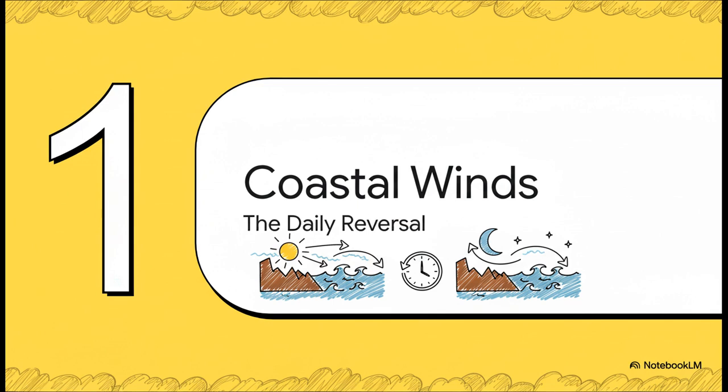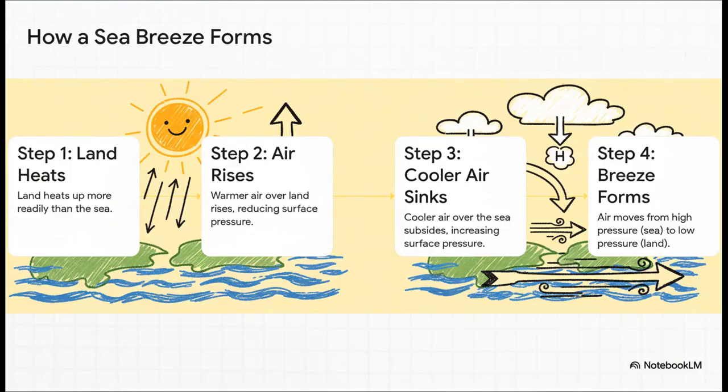This daily temperature difference between land and sea creates a predictable cycle. It's almost like the coastline is breathing in and out over 24 hours. Okay, so here's how that breathing actually works during the day. First, the land heats up way faster than the sea. That warm land heats the air right above it, which rises and creates an area of lower pressure. Since nature doesn't like a vacuum, the cooler, higher pressure air over the sea gets pulled inland to fill that space. And that movement from the sea to the land? Yep, that's your classic sea breeze.